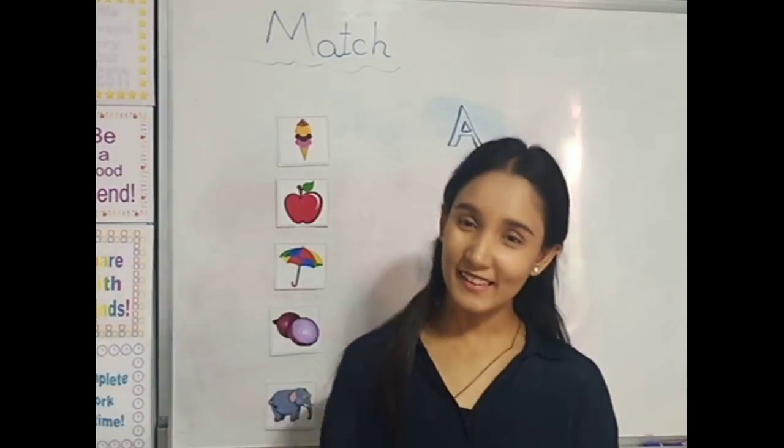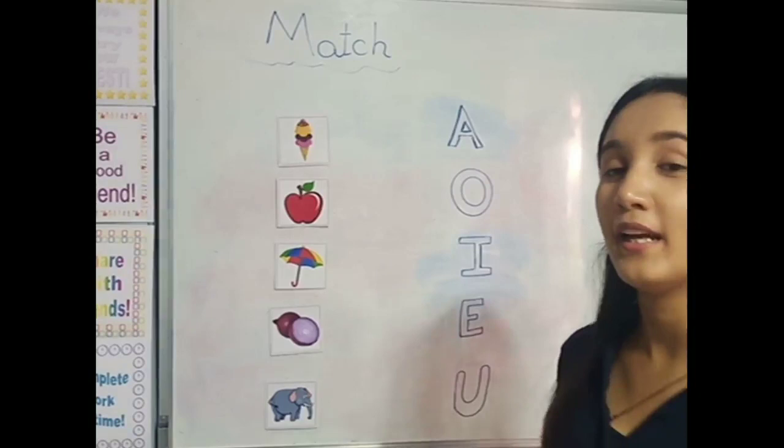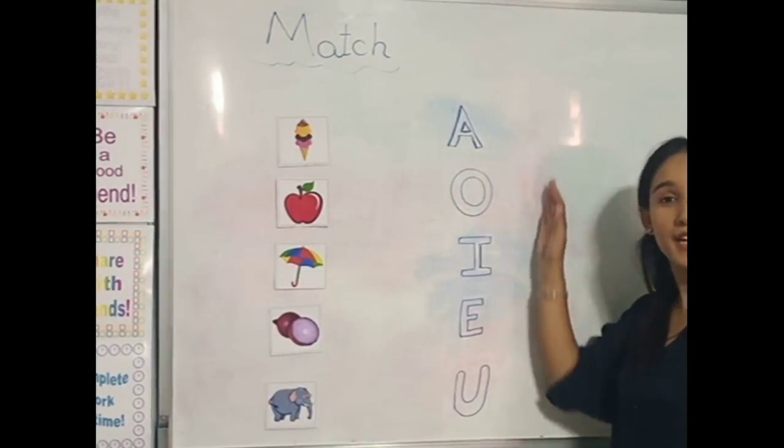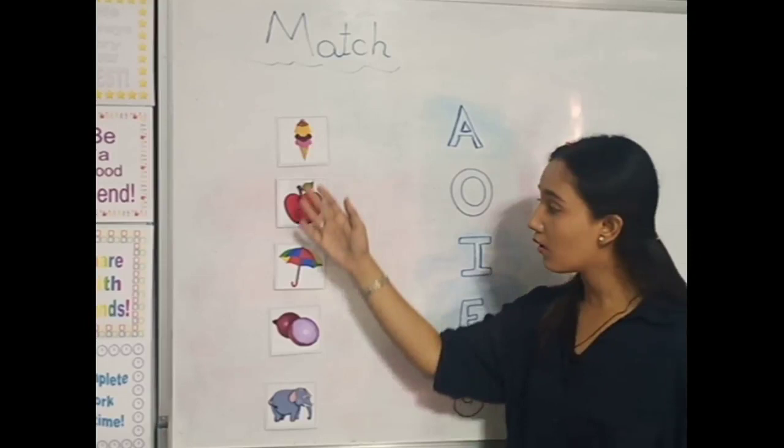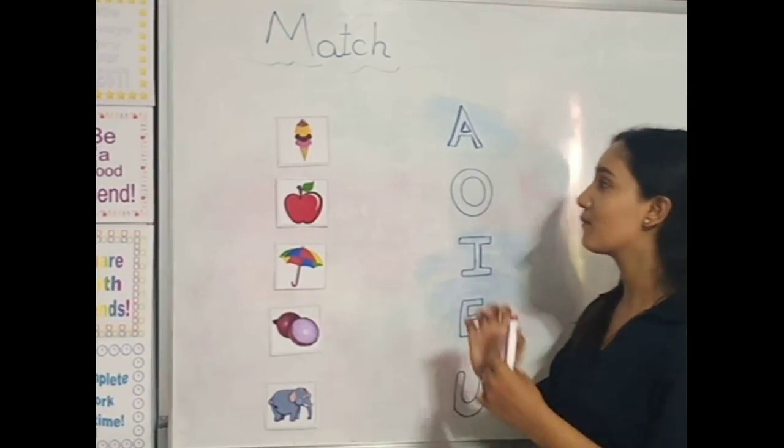Okay, kids, this time we are going to do a matching game, okay? Matching game means this side we have the alphabet and this side we have the pictures. So, teacher wants you to match all the pictures and the alphabet, okay? So, do you know what this is? Yeah, ice cream. Good job.